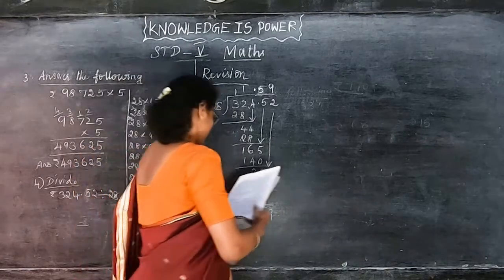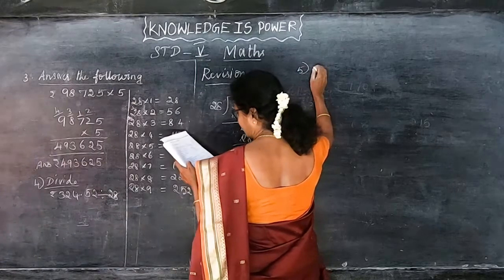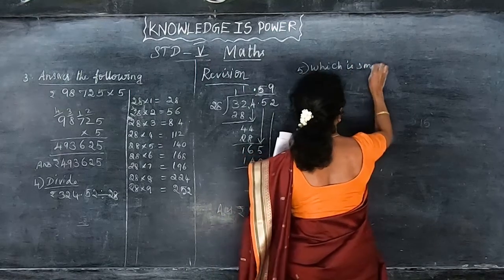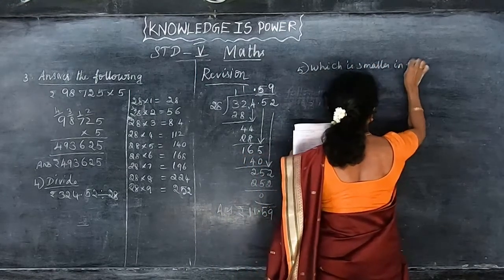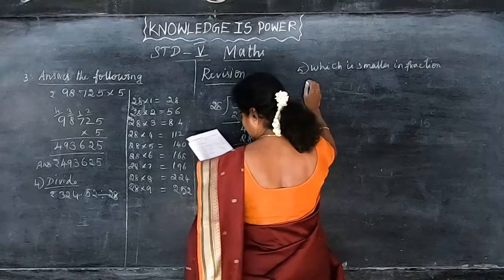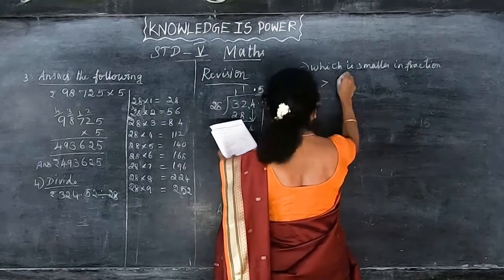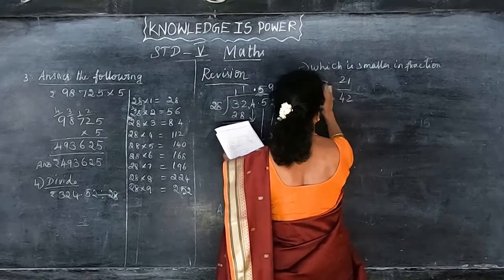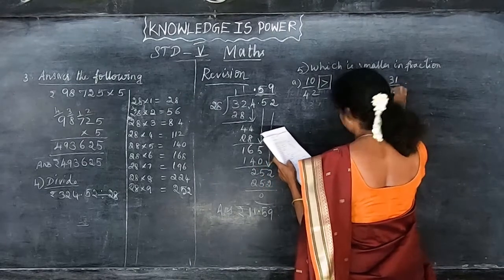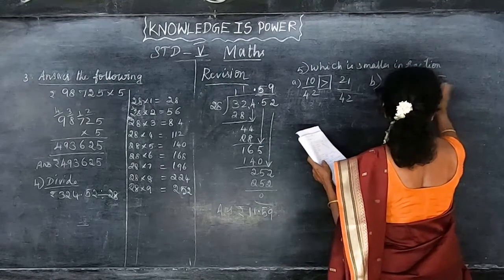Okay, so now the fifth one, the last sum: which is smaller in fraction. Write down all the questions in your notebook and make a note of the answers, children. Yes, sum: 10 by 42, 1 by 42. So in the box write the smaller one. Next one is 31 by 37, box, greater than 15 by 37.